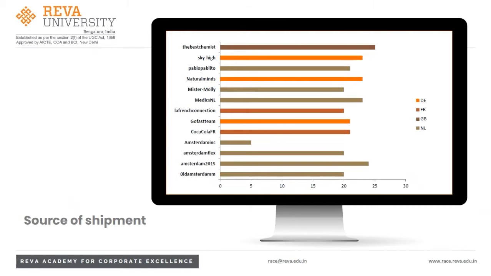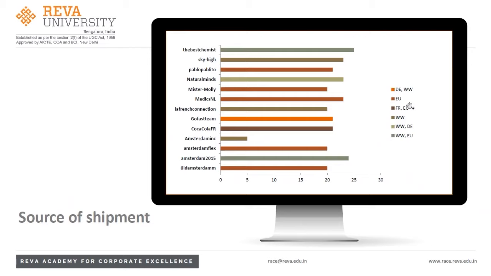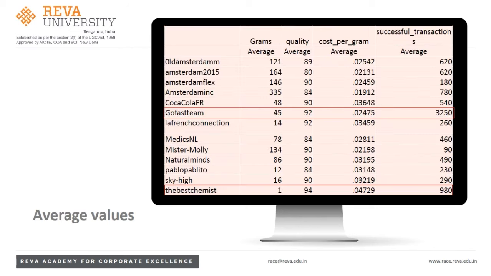When you look at the Go Fast team, you can see an orange line here, which means that he's operating from Germany. Where is he operating to? He's operating again to Germany. So you understand the trafficking area as far as best chemist and Go Fast team are concerned. Go Fast team is mainly operating from Germany to Germany. The best chemist is operating from Netherlands to other areas.